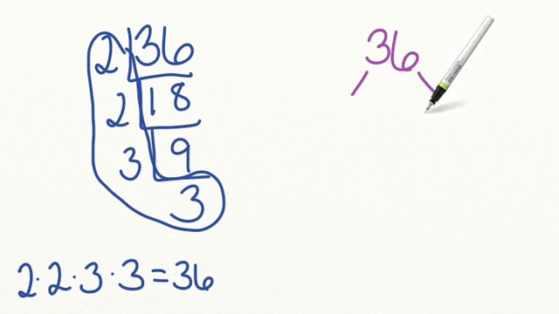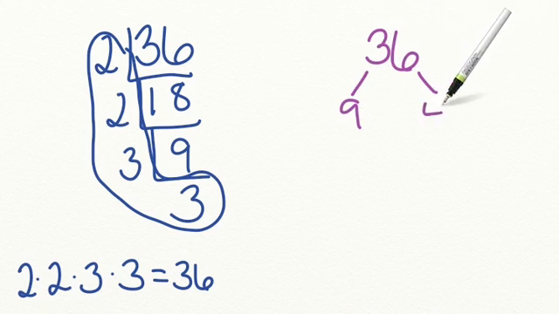You could choose 12 and 3, 6 times 6, 9 times 4. It doesn't really matter because at the end you will still find the prime factors. So we're going to start with 9 times 4. 9 times 4 equals 36.